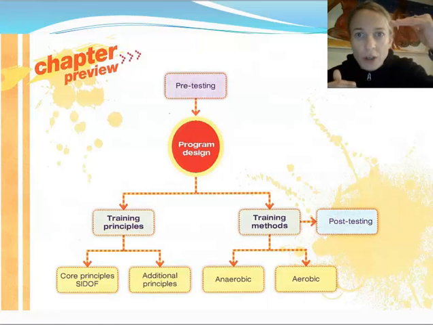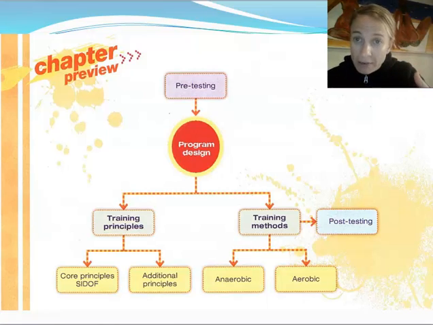Obviously, anaerobic training is going to be at a higher intensity with maybe a greater amount of rest and recovery. Aerobic training, lower intensity, but with fewer recovery breaks.